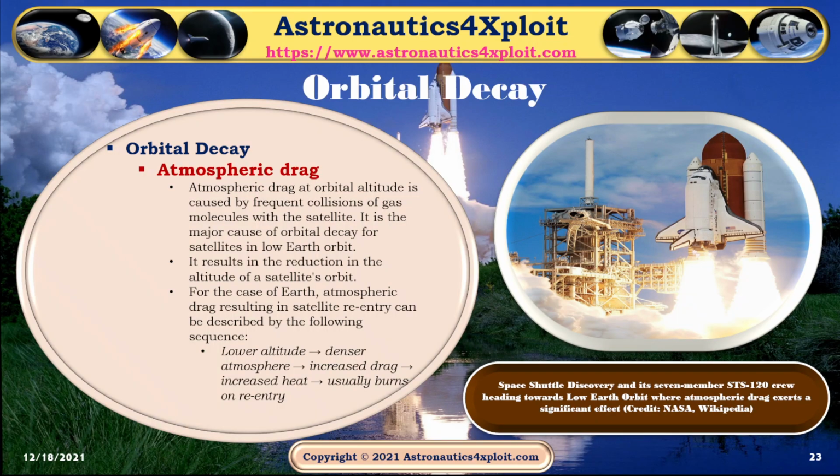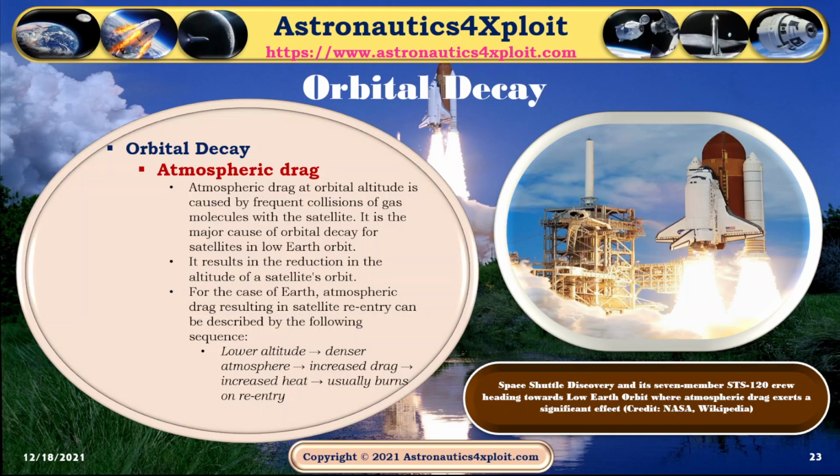Atmospheric drag at orbital altitude is caused by frequent collisions of gas molecules with the satellite. It is the major cause of orbital decay for satellites in low Earth orbit, and it results in the reduction in the altitude of the satellite's orbit. For the case of Earth, atmospheric drag resulting in satellite reentry can be described by the following sequence: lower altitude, denser atmosphere, increased drag, increased heat, and usually burns on reentry.